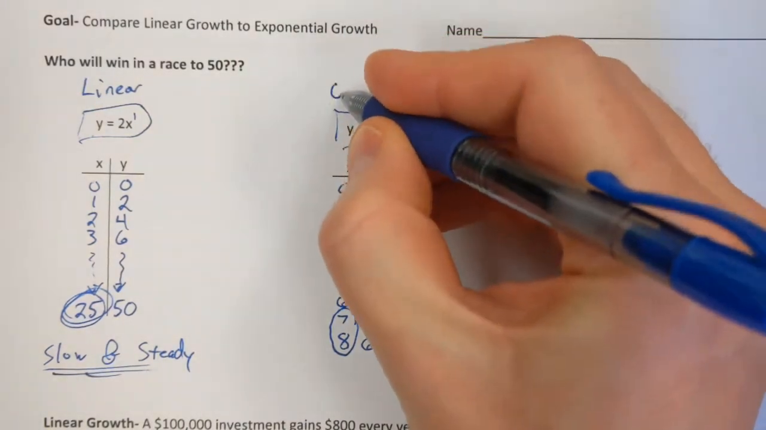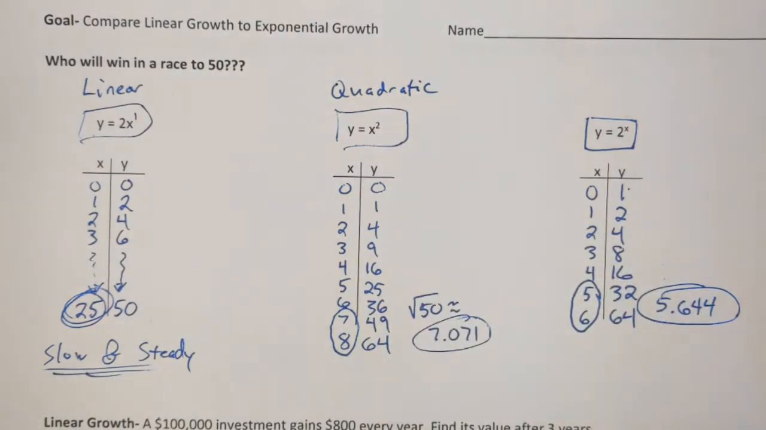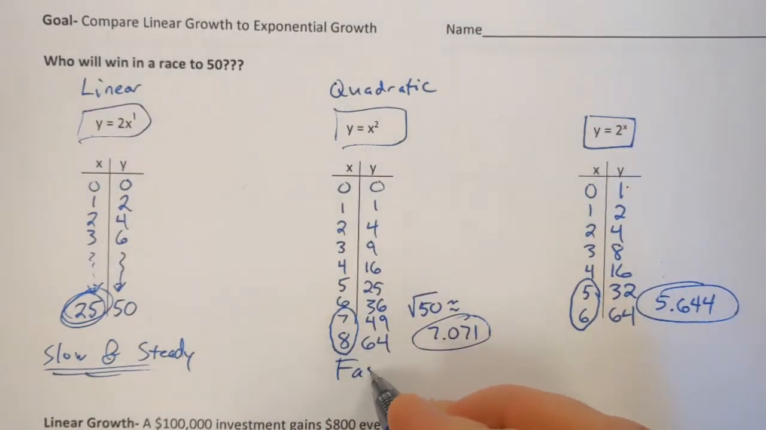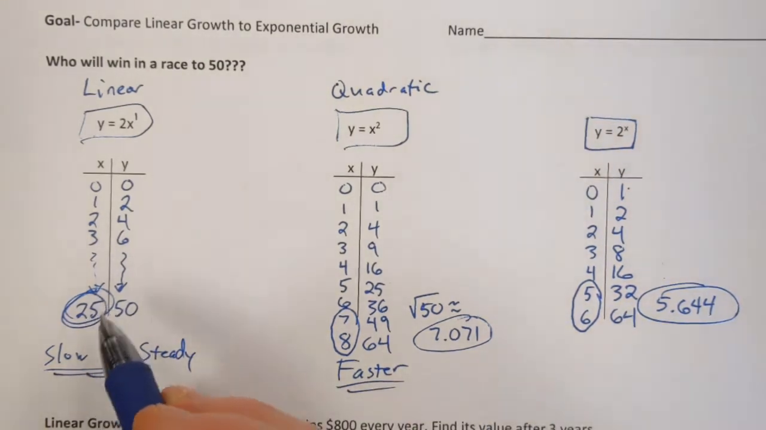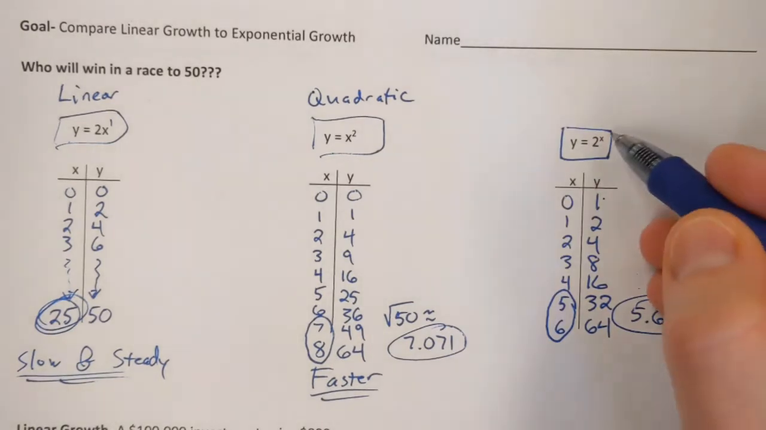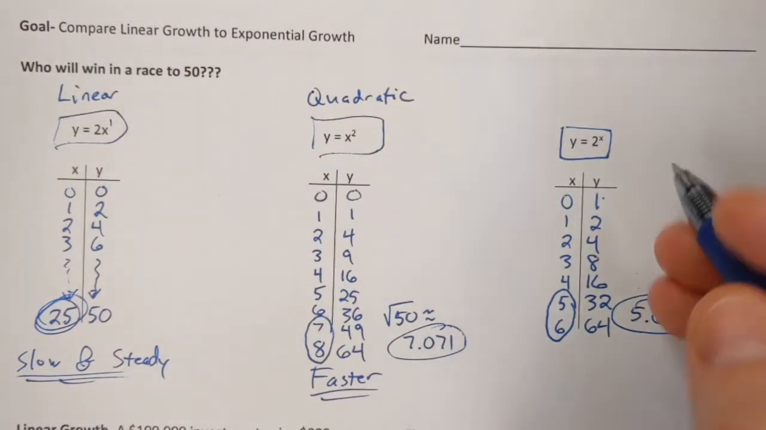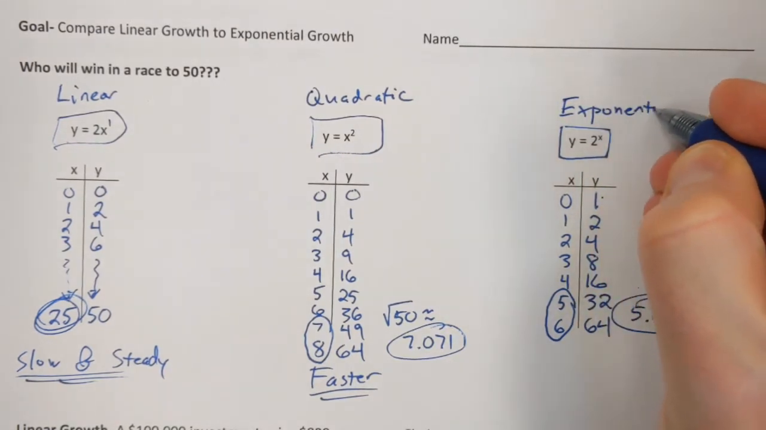Now this x squared, we've already learned, this is called a quadratic function. Anytime you have an x that's being squared, this is called quadratic. And you can see that this is faster. Okay, it gets there significantly faster than the linear does. But over here, what if our power is an x? What if you have something to the x power? This is what we're going to study in this new chapter. This is called an exponential function.